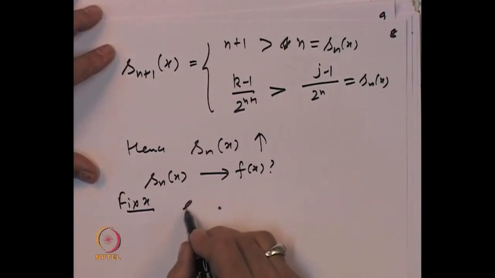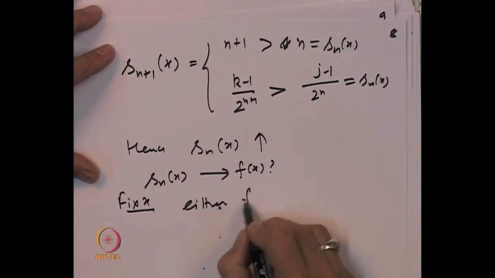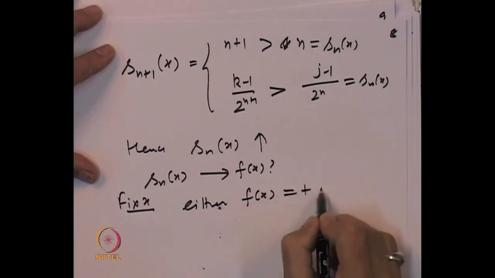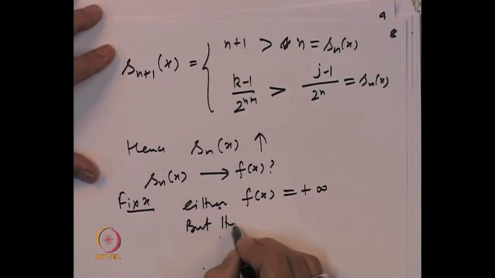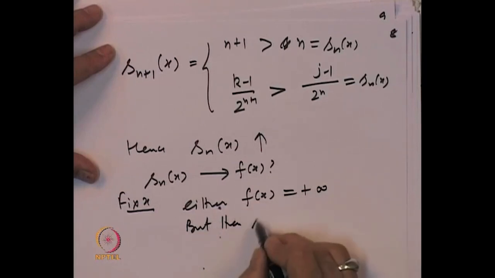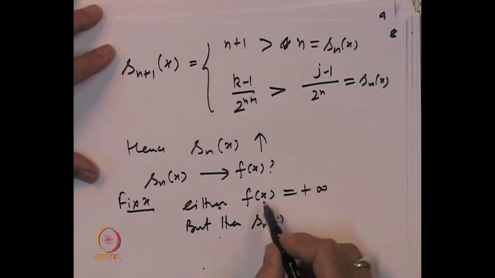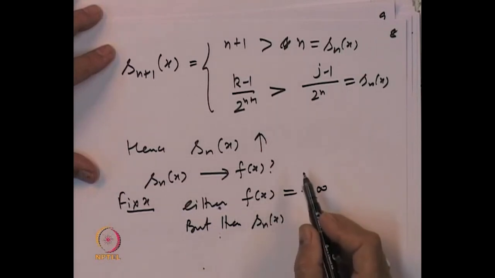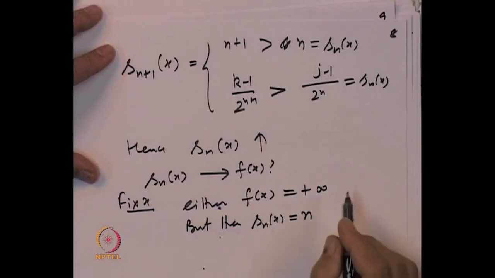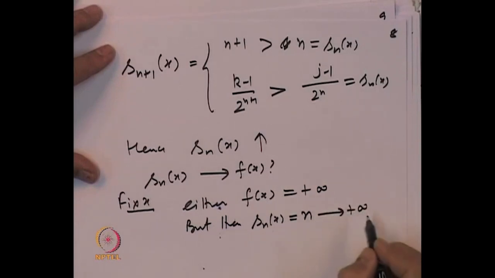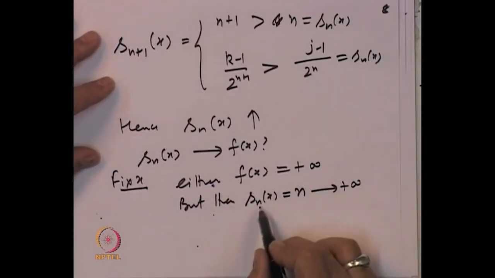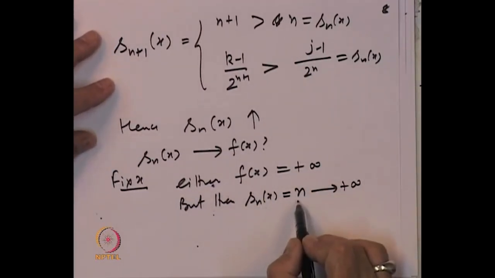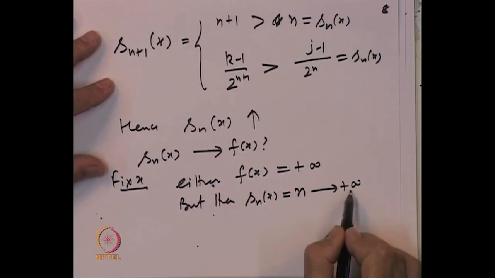If x is fixed, then either f of x is equal to plus infinity, that is one possibility. If this is plus infinity, what is Sn of x? f of x is always bigger than n for any n. So Sn x is going to be equal to n, which goes to plus infinity as n goes to infinity. So if f of x is plus infinity, then Sn x is equal to n for every n, and hence it goes to plus infinity.